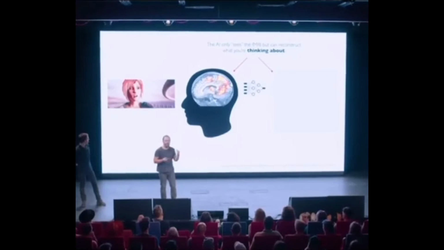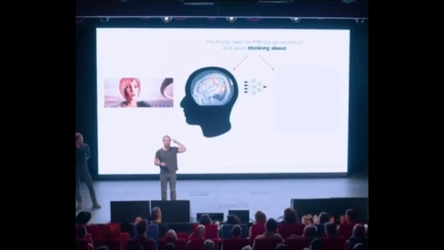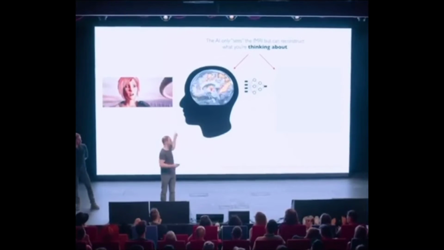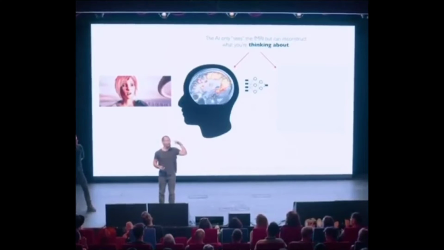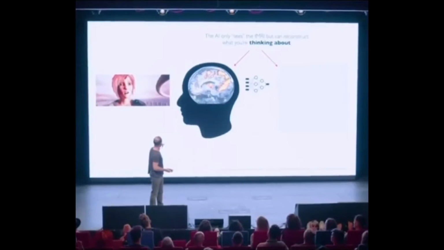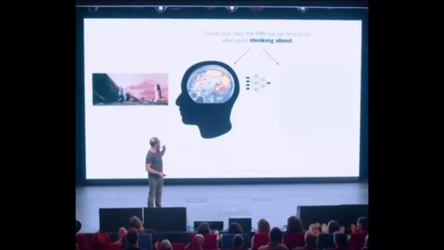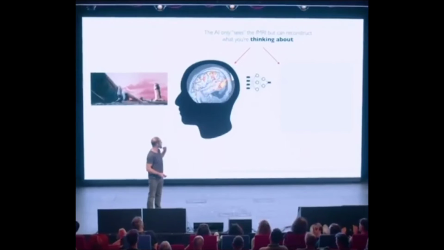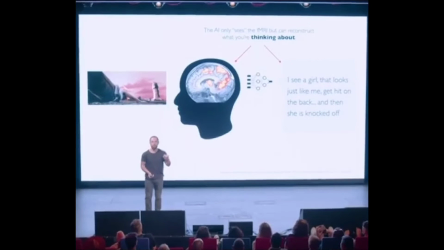So in this one, they said, can they understand the inner monologue, the things you're saying to yourself in your own mind? Mind you, by the way, when you dream, your visual cortex runs in reverse, so your dreams are no longer safe. But we'll try this. So they had people watch a video and just narrate what was going on in the video in their mind. So there's a woman, she gets hit in the back, she falls over. This is what the computer reconstructed the person thinking. See a girl, looks just like me, get hit in the back, and then she is knocked off. So our thoughts are starting to be decoded.